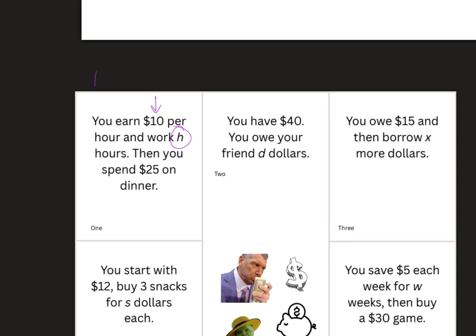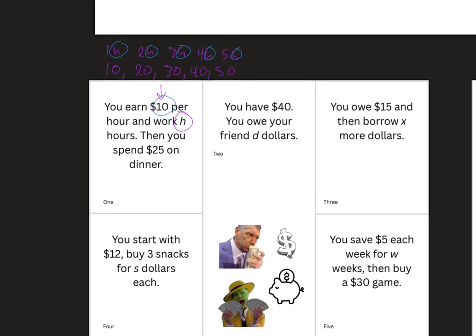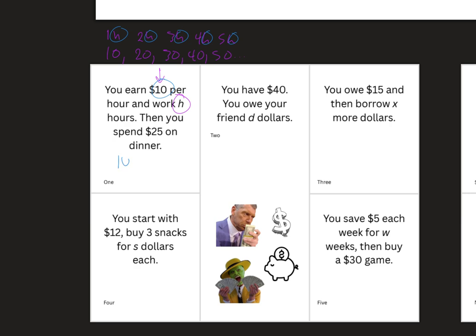Well, if you work 1 hour, that is $10. If you work 2 hours, $20. 3 hours, 4 hours, 5 hours, you get the idea. So it seems like if you work 1 hour, 2 hours, 3 hours, 4 hours, 5 hours, right, that's what you're going to get. Well, how much do you earn every hour? It is 10. So we could write that as 10H, but then we are going to spend $25.